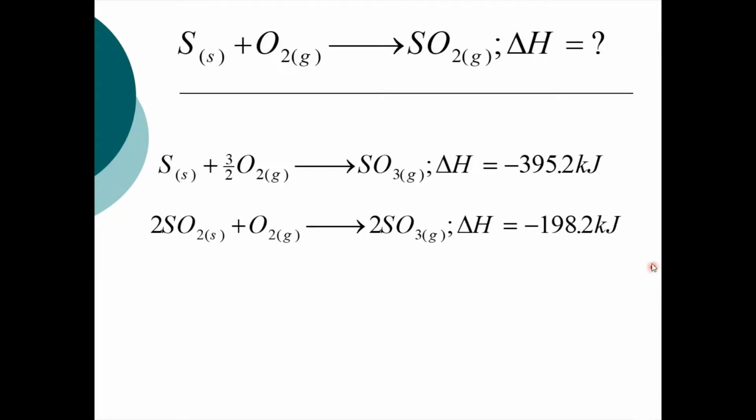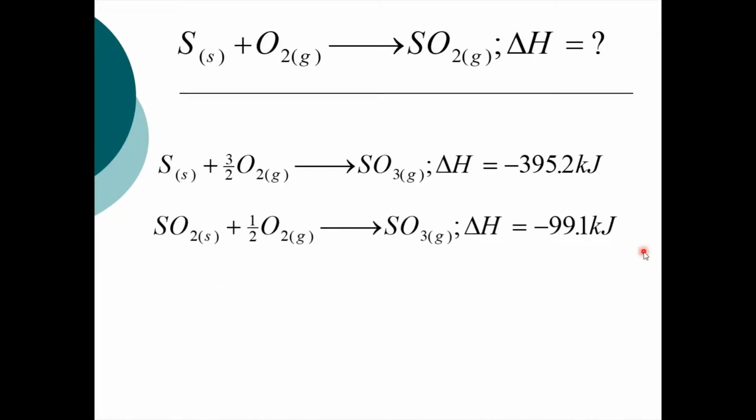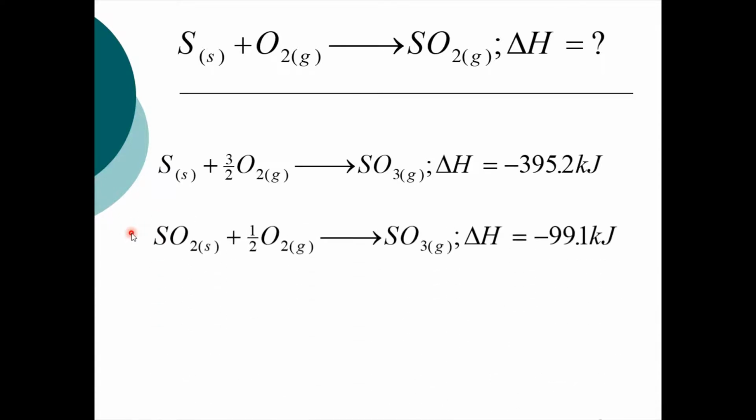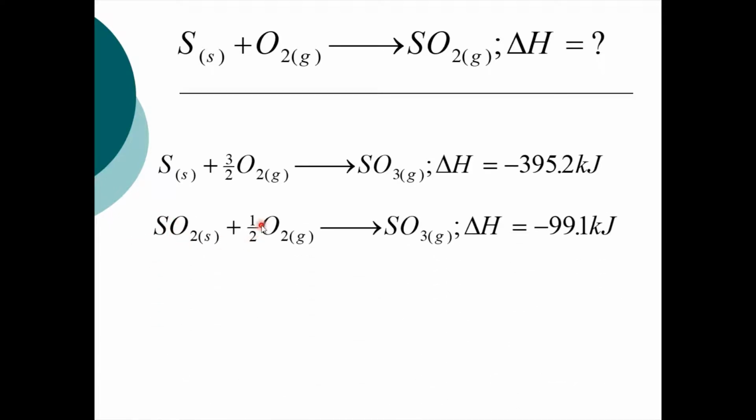So what I'm going to do is go ahead and flip it. And first, I'm going to halve both of these so that I only have one SO2. So I multiplied the delta H by 1/2. This one: there was 2 SO2 and an O2 from 2 SO3. Delta H was negative 198.2 kilojoules.